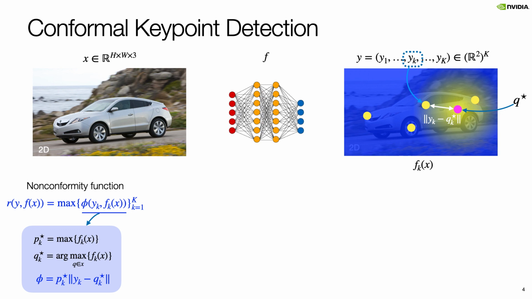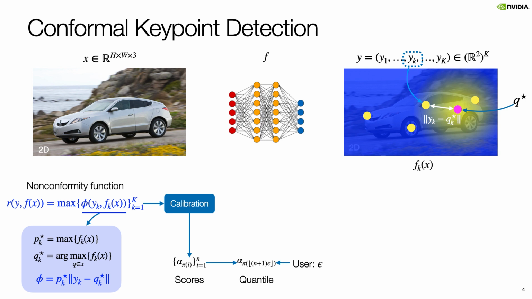With this nonconformity function R, we can calibrate it on a set of images that we have not seen during training. This calibration procedure leads to a set of n scores, alpha pi_1 up to pi_n, which we've sorted from the largest to the smallest. Now, after the calibration procedure, the user comes in and gives us an expected error rate, epsilon. With this epsilon, we compute the 1 minus epsilon quantile of this set of scores, which we simply call alpha.